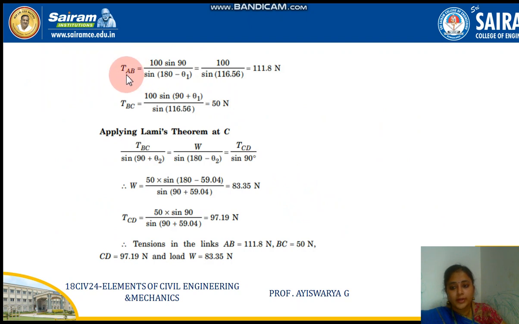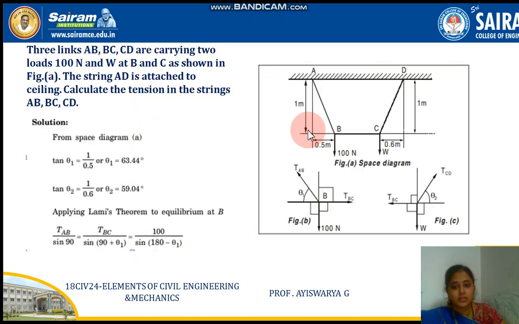Then just solve it. While solving, you take TAB separately and TBC separately, and you will get the answers for TAB and TBC. So now TBC is known, right? With that we can proceed to point C.